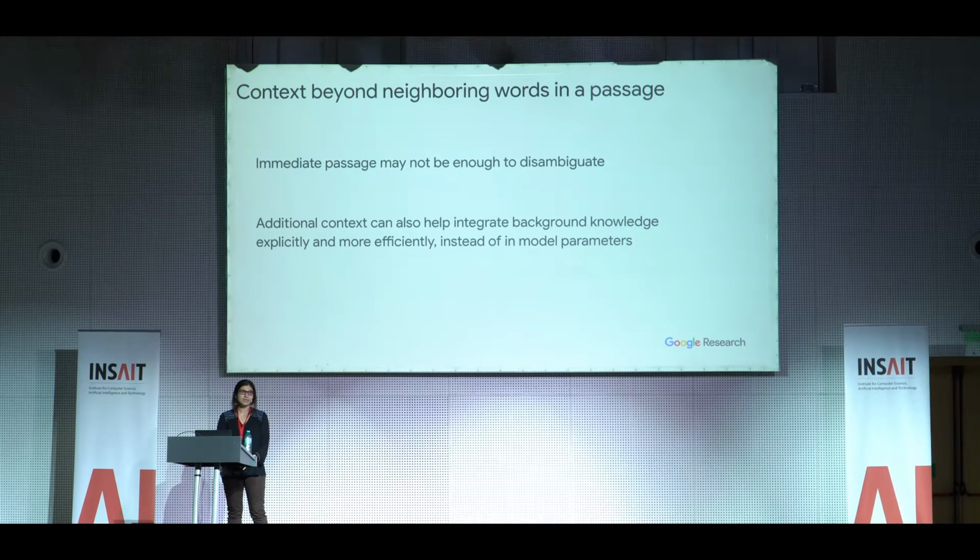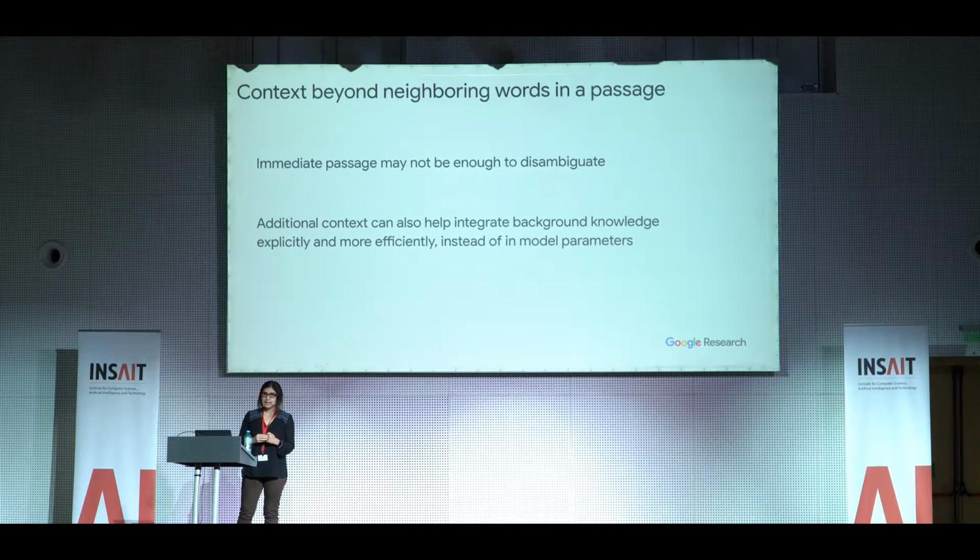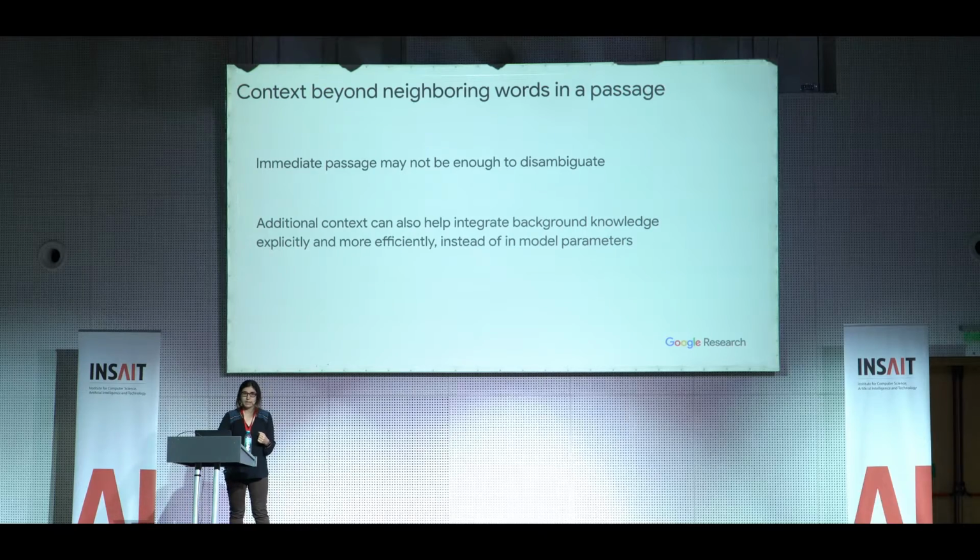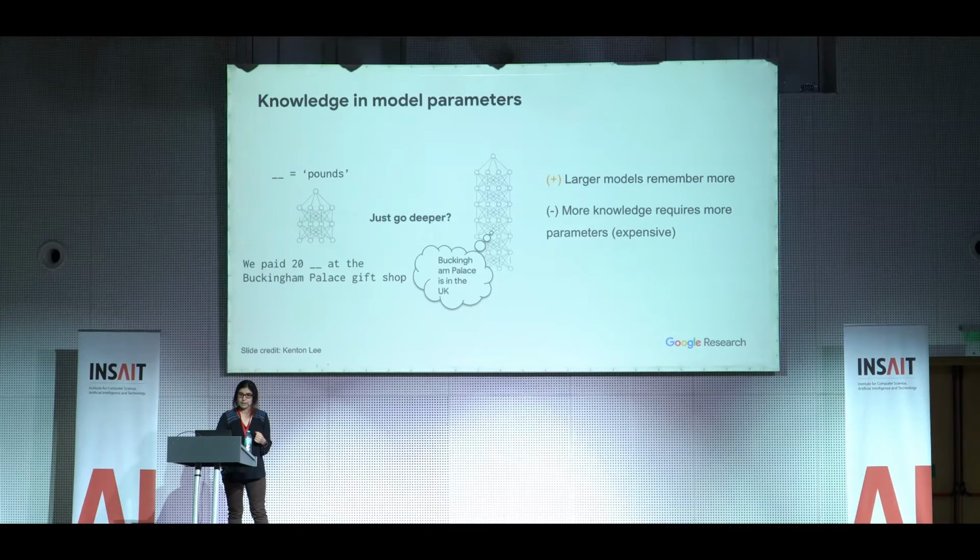One type of problem is where a single passage may not be enough to disambiguate, to really represent the meaning. Another case is where maybe we can disambiguate, but in order for the model to integrate all the background knowledge we need for that, it needs to be very big.